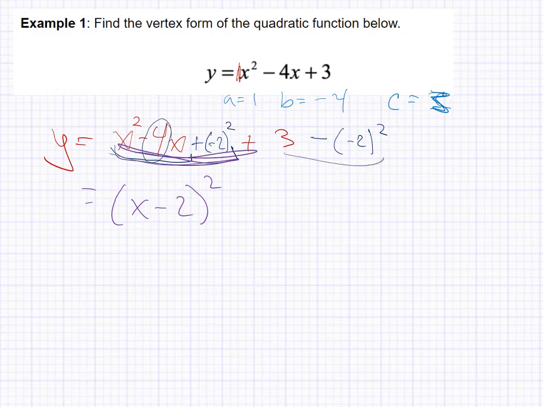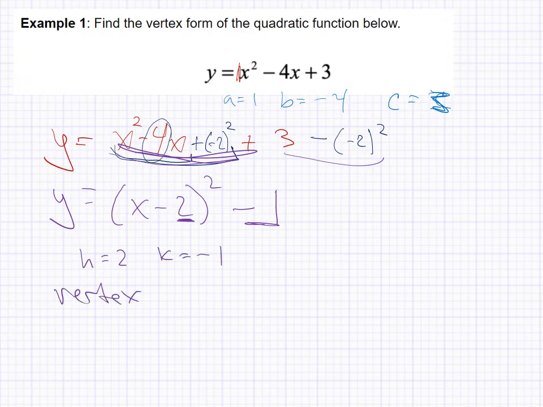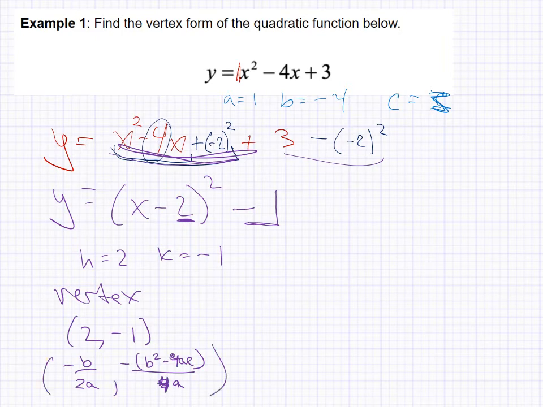Here we have 3 minus 4, which is -1. And now you have vertex form. In this case, here's your h, here's your k. So h is 2 and k is -1. So my vertex is (2, -1). If I use -b over 2a and (4ac minus b squared) all over 4a as my formula for my vertex, you would see we get the same thing.